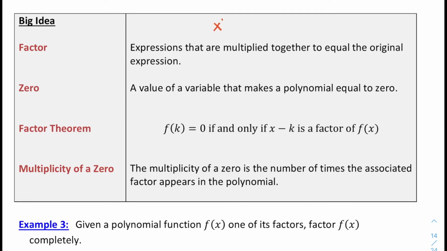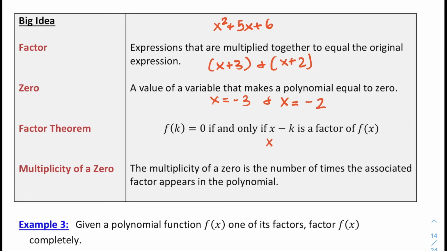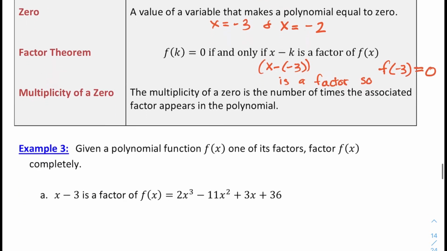So some vocab reminders. Factors of an expression are what you multiply together to get your original. So if you think about our warm-up one, that had factors of x plus 3 and x plus 2. The zeros of that polynomial are what make the polynomial equal to 0, so that would be -3 and -2. And then the factor theorem says that if you know that you have a factor, then whatever makes that factor equal to 0, if you plug that into your expression, you get 0 out. And reminder, multiplicity of a 0 is the number of times it appears in your polynomial.